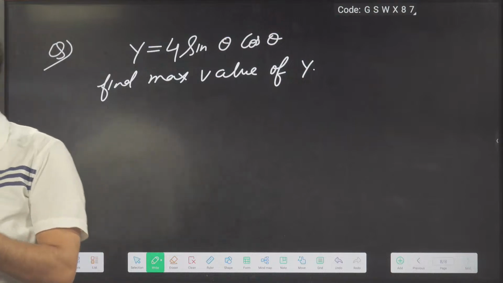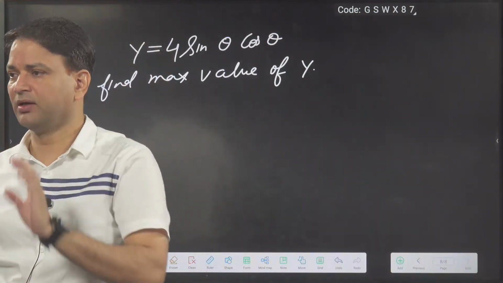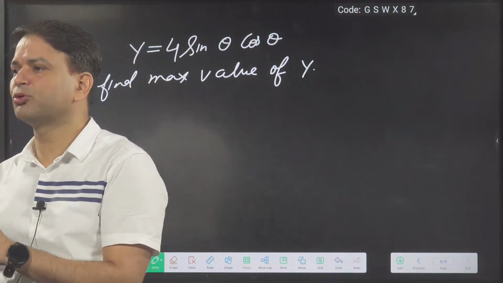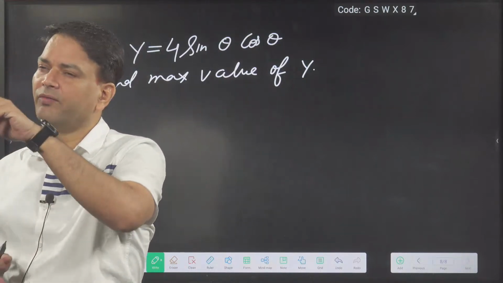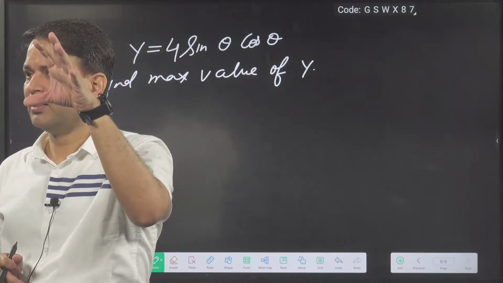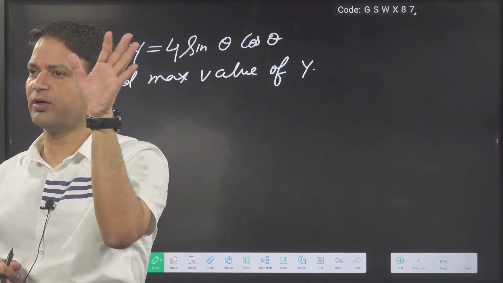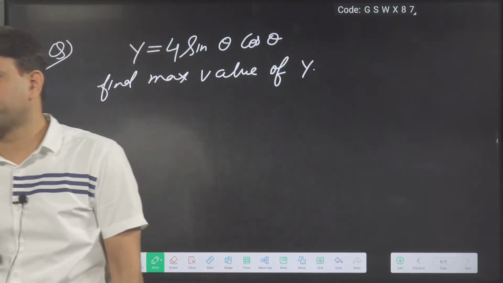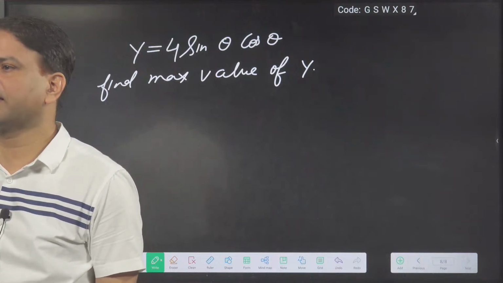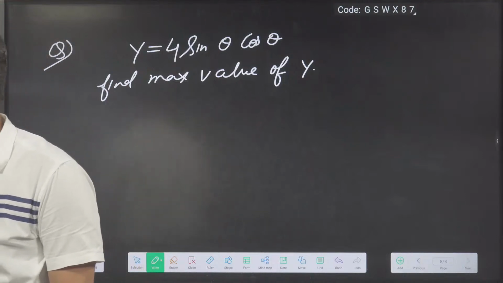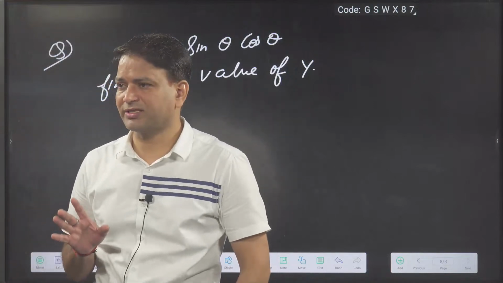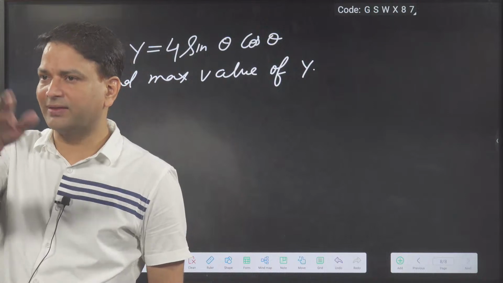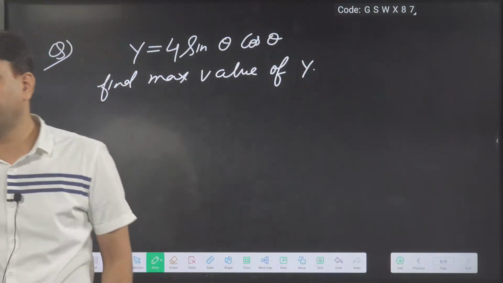Now listen, we know the maximum value of sine theta is 1. What is the maximum value of cos theta? 1. But one more thing we know, both will not be maximum together. Why? When the sine theta is 1, means theta is 90, then cos theta will be 0. If cos theta is 1, then sine theta will be 0. So both will not be maximum together. So I cannot say the sine theta cos theta maximum is 1, 1, so maximum value of y is 4. Everybody getting or not? So directly I cannot say this maximum value is 4 because both will not be maximum together.